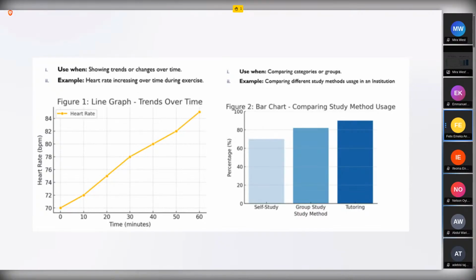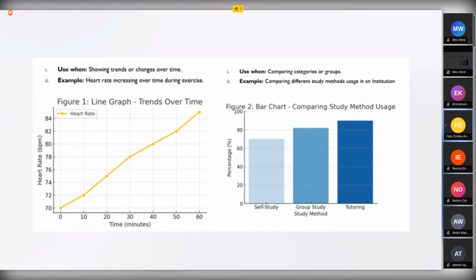It has a percentage from 0 to 100. Looking at this, you can tell which study method students use most. The chart is telling us they use tutoring most, followed by group study, followed by self-study. So the chart is just telling us students will prefer people teaching them. They will prefer a mentor, a teacher teaching them. Then the next one they will prefer is group study, but they least prefer self-study.